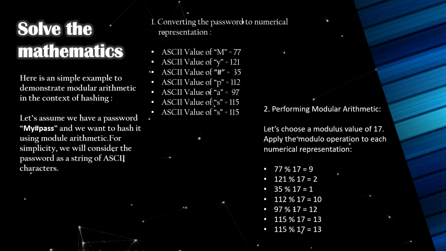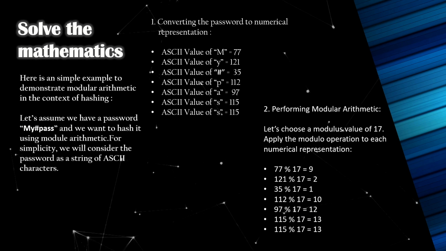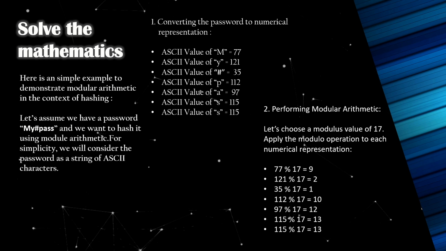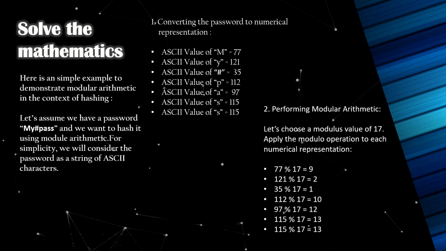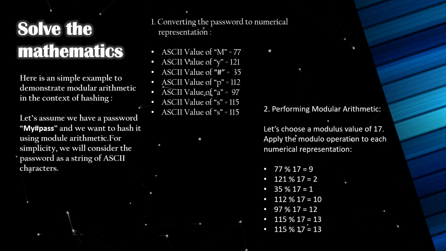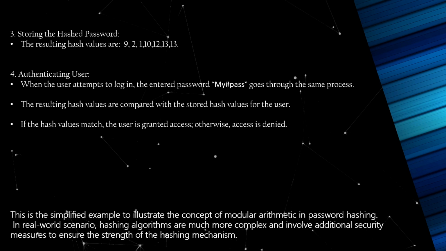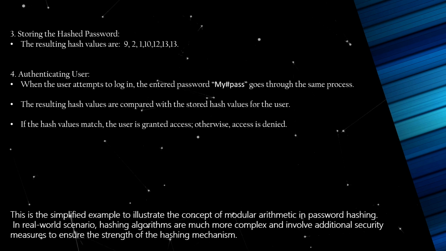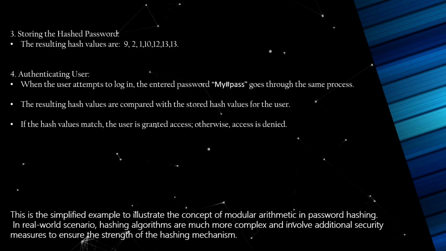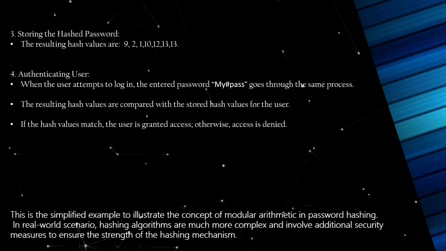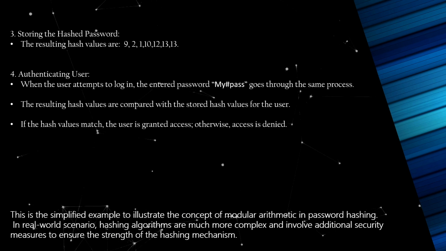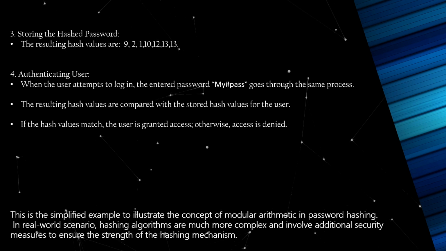Now we will perform a modulo arithmetic operation on each numerical representation we calculated above. Let's choose a modulus value of 17. Apply the modulo operation to each numerical representation. At last, we store these values in sequential order. So the resulting hash values are 9, 2, 1, 10, 12, 13, 13.